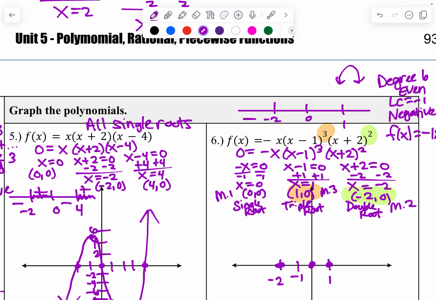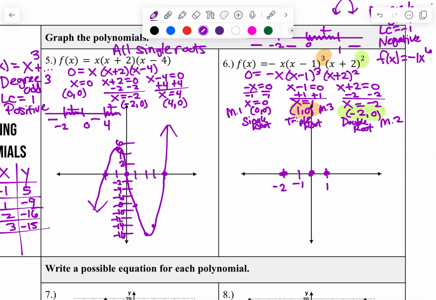So we can instantly mark off that the outputs will be negative below the x-axis on the left and the right ends. And since negative 2 is a double root, it won't change signs. It was negative before, it'll stay negative after. 0 is a single root, so it's going to travel through the x-axis and change from negative outputs to positive outputs. 1's your triple root, so that's why we see it changing from positive to negative, traveling through the x-axis there as well.